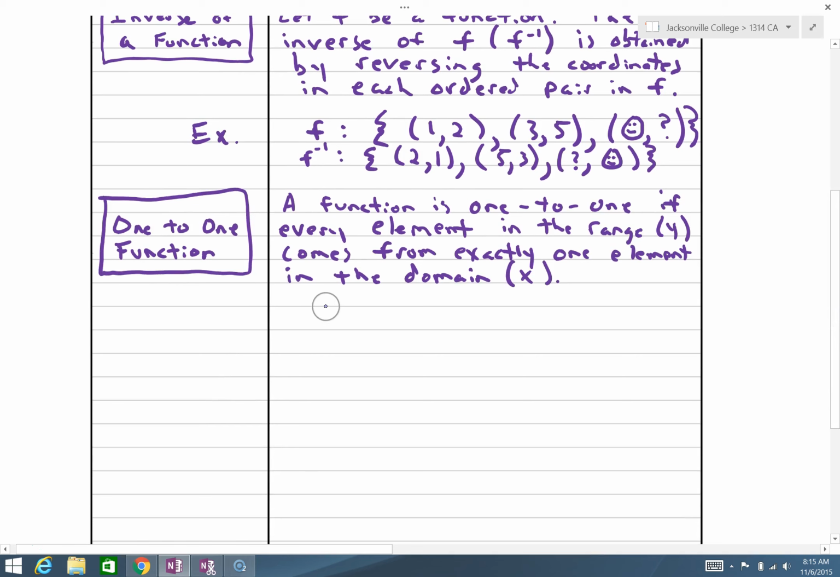I'm going to use this shorthand mnemonic. For a one-to-one function, we won't have any repeated x's or y's. No repeated x's or y's. This is taking a little liberty with the definition, but it'll be generally an effective way to remember this. Let's look at an example and a non-example.